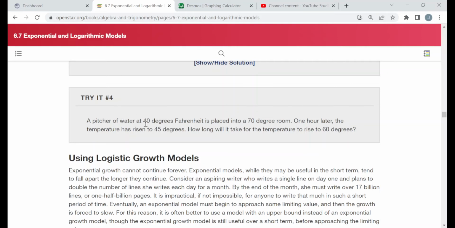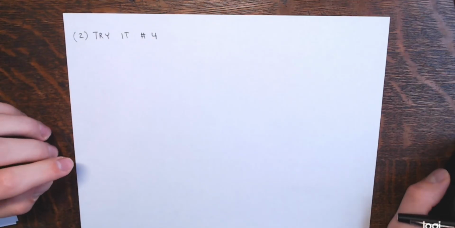So the pitcher of water is the object. It starts off at 40 degrees Fahrenheit and is placed into a 70 degree room. 1 hour later, the temperature has risen to 45 degrees. So how long will it take for the temperature to rise to 60 degrees? Well, actually, the value of K might still be negative here, because if I use that initial difference, it'll be negative. So we'll see. But I'm still using the same model.